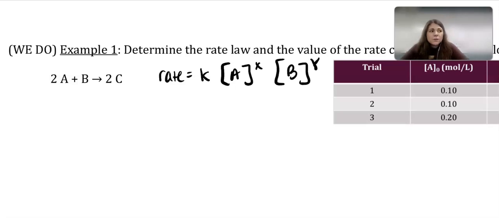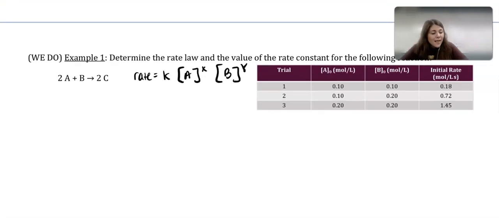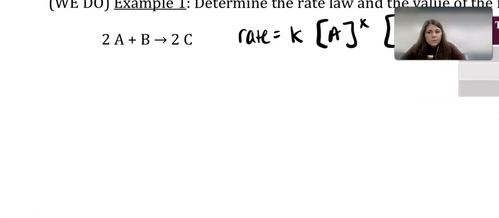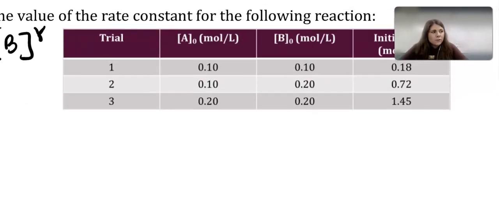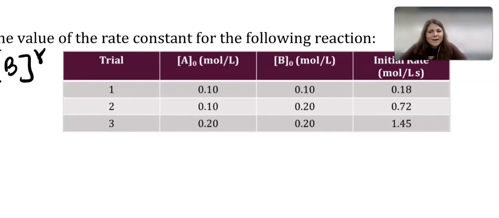So we are essentially solving for the order, that power for X and Y, okay? So let's first start off easy by looking for what trials A changes and B stays constant. So let me go over to the right. Let's look at where A's changing.